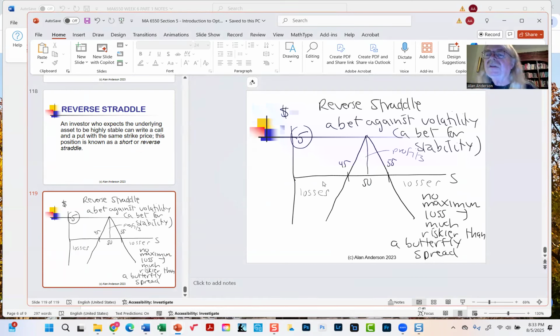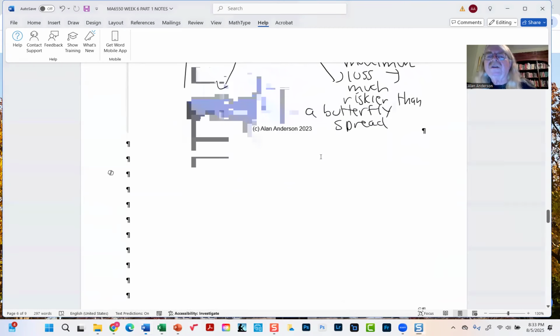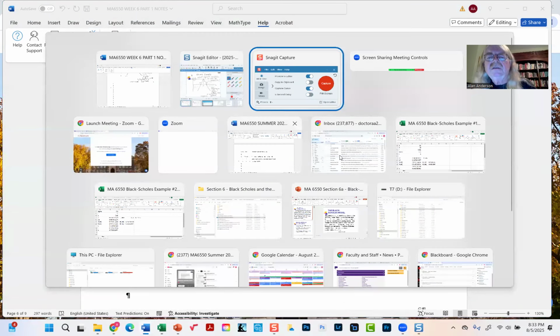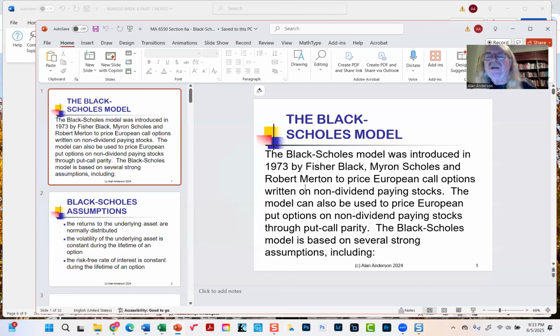So we don't want to spend the whole night on option strategies, although it is a very interesting topic. It's time to move on to pricing issues. We need to understand how options are priced in a marketplace. So we're going to introduce an incredibly important development in the history of finance called the Black-Scholes model. Now, the Black-Scholes model is to finance in some ways what relativity is to physics. It proved to be that important.